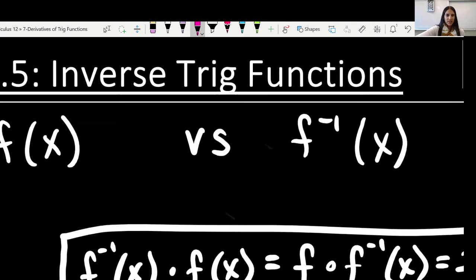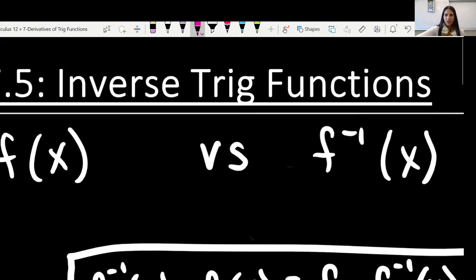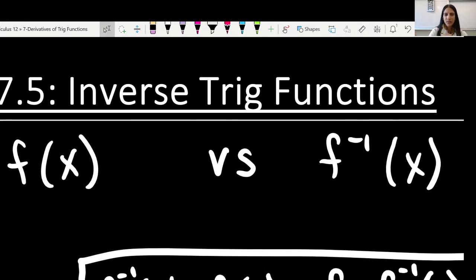Today we're doing 7.5, which is inverse trig functions. And I've already written some of this out to make this a little bit quicker and easier to fly through. So I'm just going to start with this little bit. You've seen this before, just maybe not with trig and maybe not in this format.